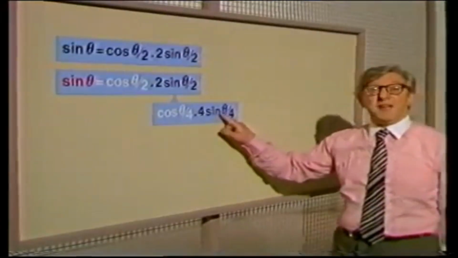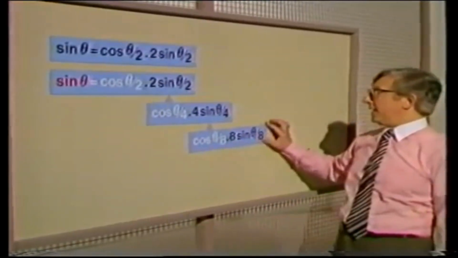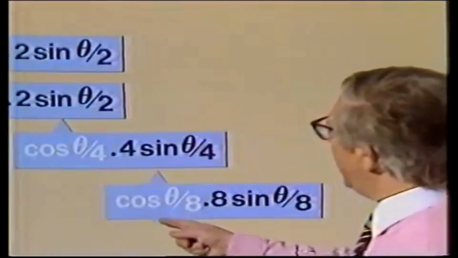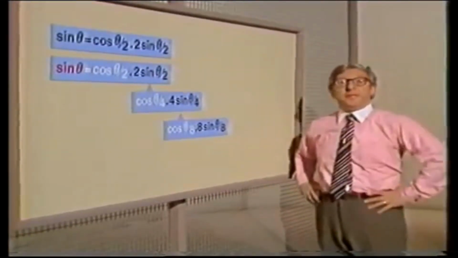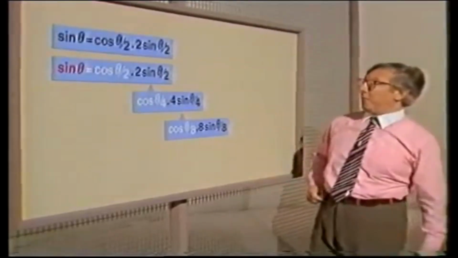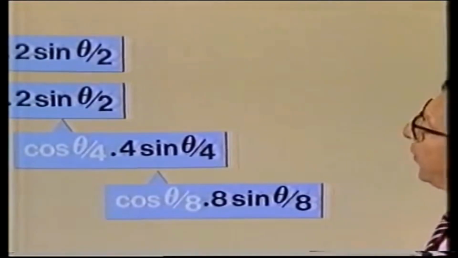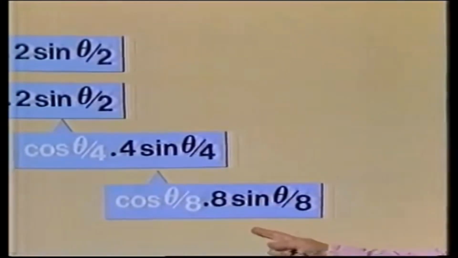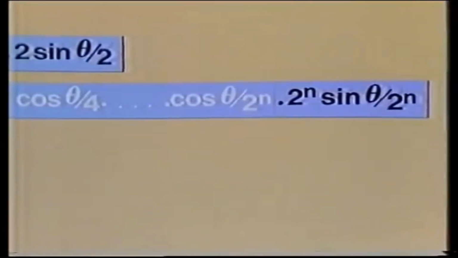Of course, 4 sine theta over 4 can be rearranged as 8 cos theta over 8 times sine theta over 8. Now I've got the product of these 3 cosines and a sine. A product of cosines is building up with each angle half the previous angle. So if I apply the formula once, then I get as last term 2 sine theta over 2. Applying the formula twice gives me 2 squared times sine theta over 4. Applying it 3 times, I get 2 cubed sine theta over 8. If I apply the formula n times, my last term will be 2 to the n sine theta over 2 to the n.